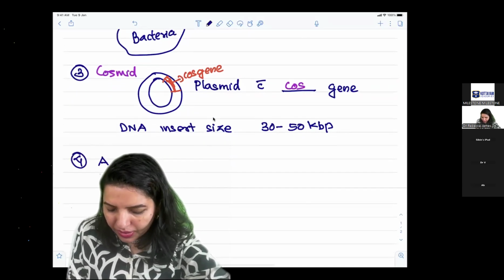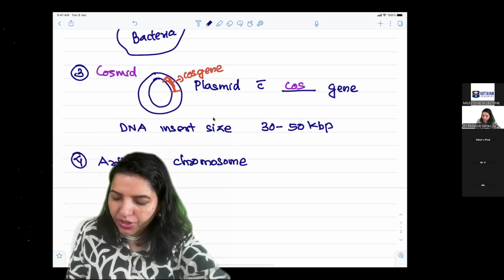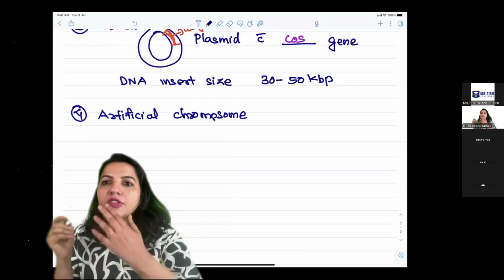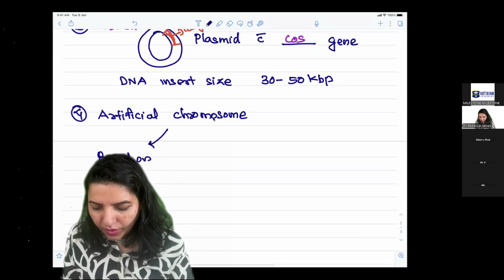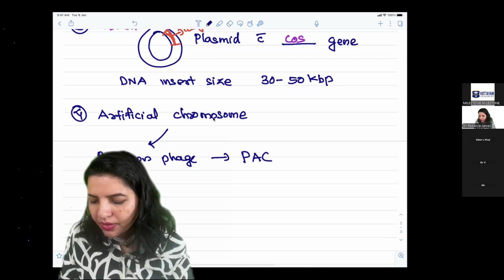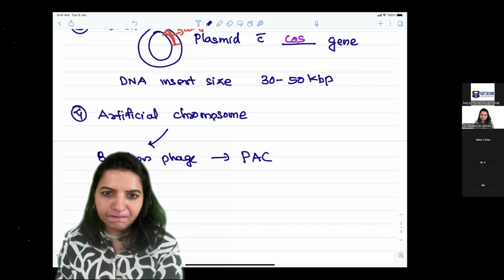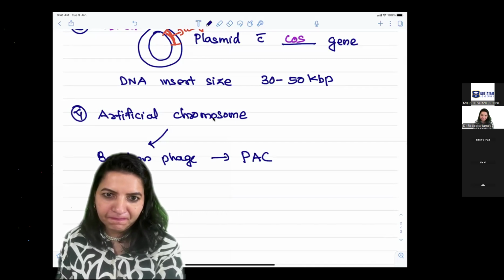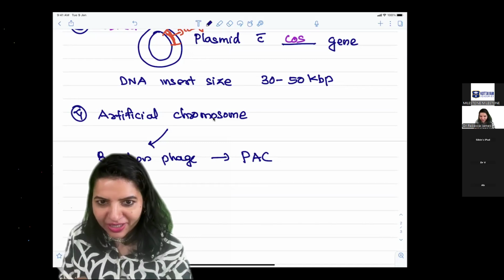And the fourth one is artificial chromosomes. That means genetically engineered chromosome. Example, these artificial chromosomes we can create based on phage. Then we call it PAC. So what is PAC? Can anybody tell me what is PAC? Has everybody fallen asleep? Phage artificial chromosome.